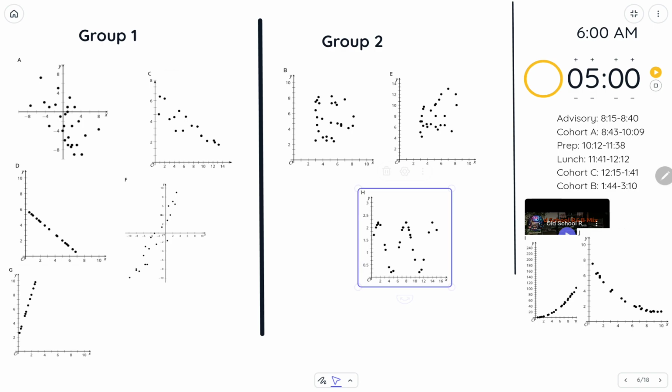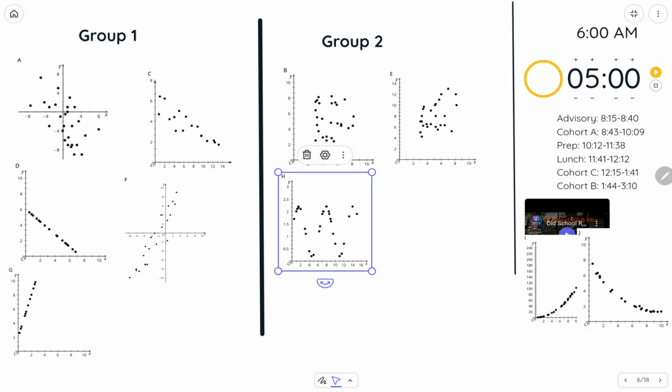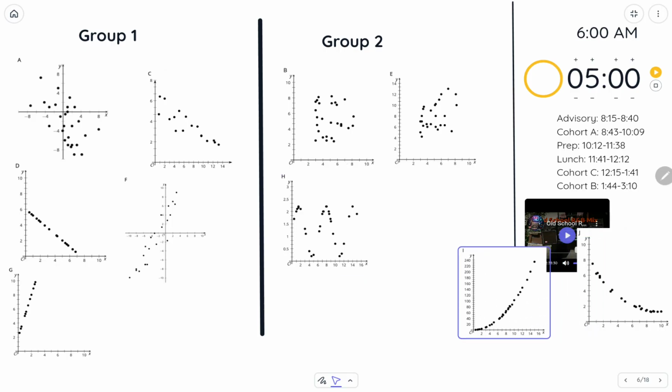So H is very tricky, right? It's kind of doing this up, down, like a wave. You'll learn about that in trigonometry or algebra 2. This would be something more along a sine curve or a cosine, if you've heard of that. But it makes waves, like W shapes. So I would put that over here. That one's kind of funky. I don't know what to do with that one, so let's put that in group 2.